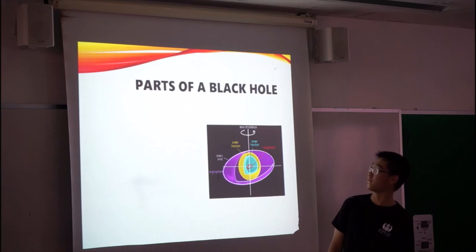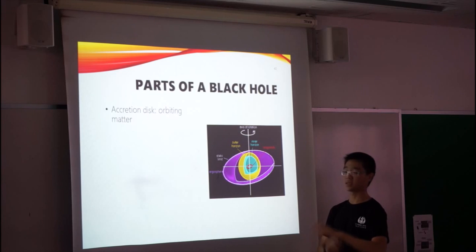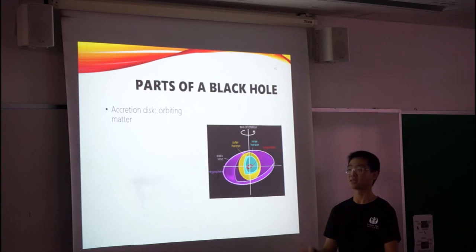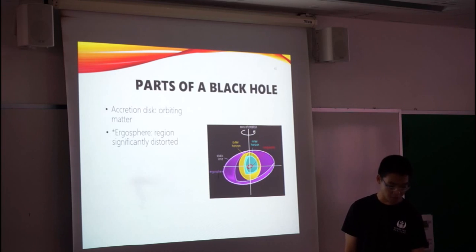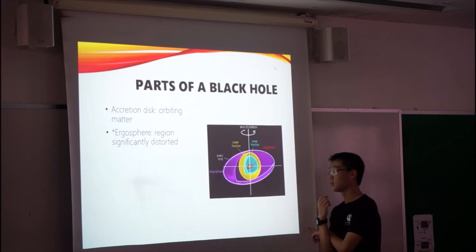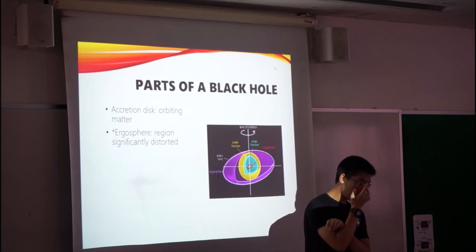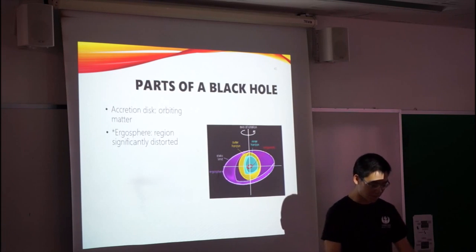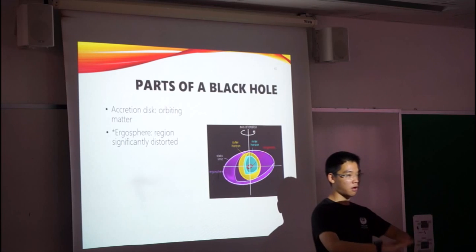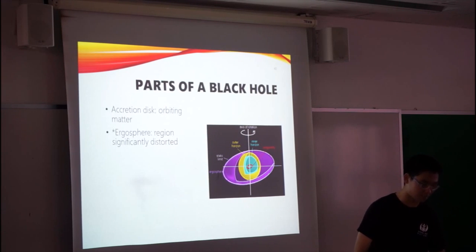Okay, so for parts of a black hole. Firstly, you have the accretion disk, which is basically this very massive disk orbiting the black hole. Next, you have your ergosphere, which is the region that's significantly distorted. However, this applies only to rotating black holes. And this is because, let me give you an analogy. Let's say you have a cloth on the table, and this cloth is your space-time continuum.